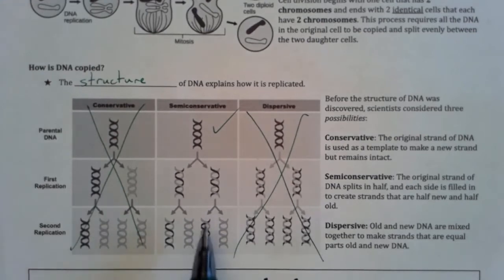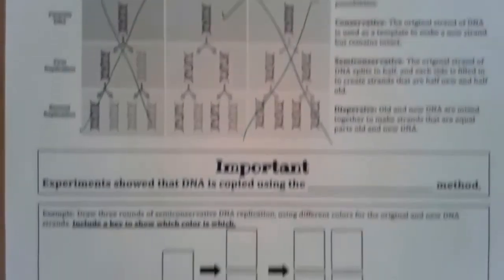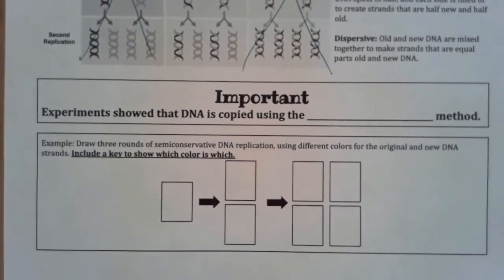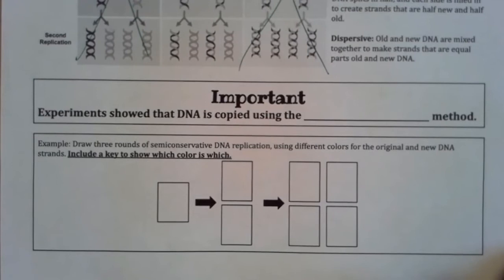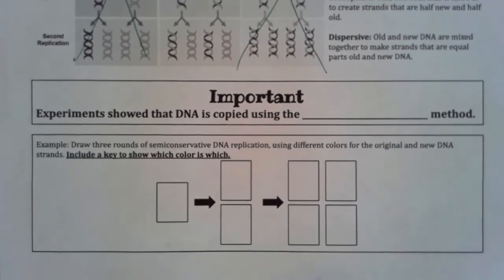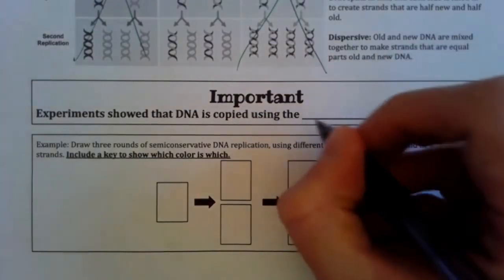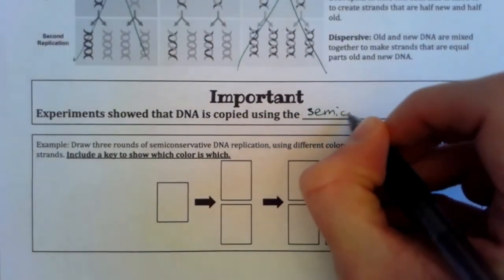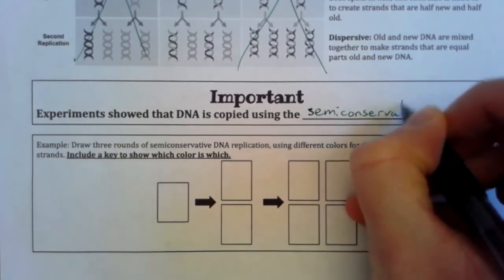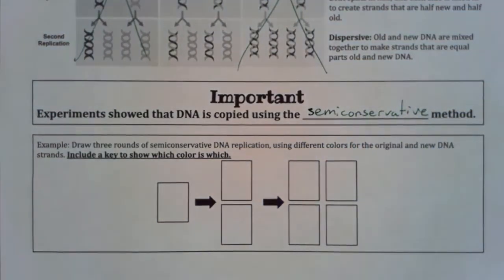If you are curious as to how they figured that out, there are some really cool experiments that showed that. We're not going to go into them today, but if you search for the Meselson and Stahl experiments, that'll give you a little bit more information. So the important takeaway from that is remember which one is actually right. Experiments have shown that DNA is copied using, yep, you got it, the semi-conservative method. Woohoo!